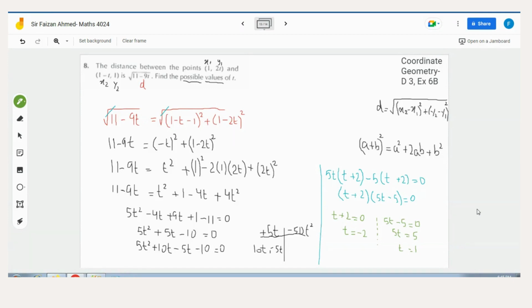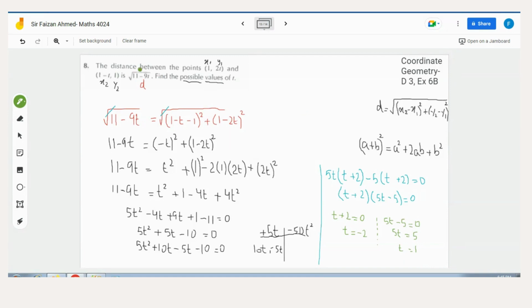Student, this is a question on coordinate geometry from exercise 6b. The book is D3 and this is question number 8. The question is already solved, so let's just look at the solution. As you know, exercise 6b is all about the distance formula, so we will be applying the distance formula in this question and we will also be using the identity. Let's read out the question first.